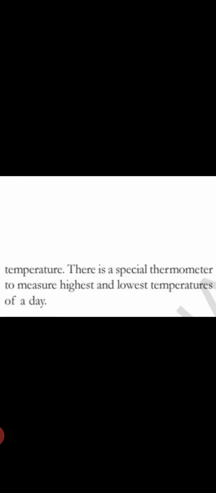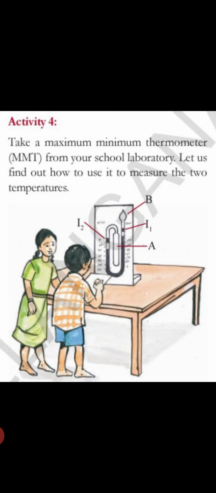As we measure our body temperature with a clinical thermometer or digital thermometer, in the same way, to measure the maximum and minimum temperatures, we have a special thermometer. Already we discussed it in our previous lesson. That is Six's maximum and minimum thermometer. Let's go with that activity. Take a maximum minimum thermometer from your school laboratory. Let us find out how to use it to measure the two temperatures.